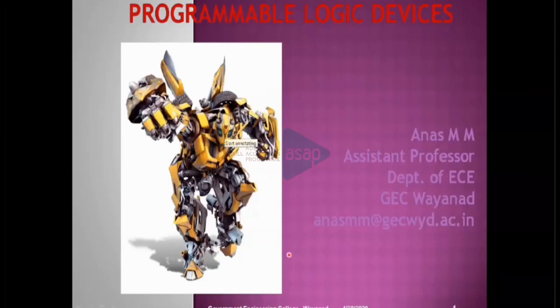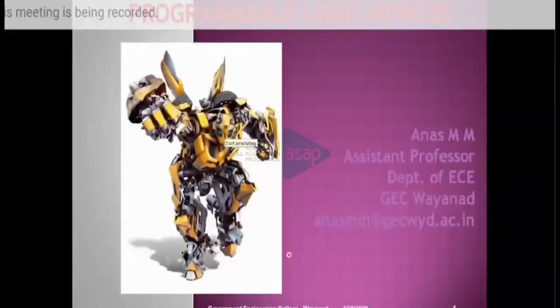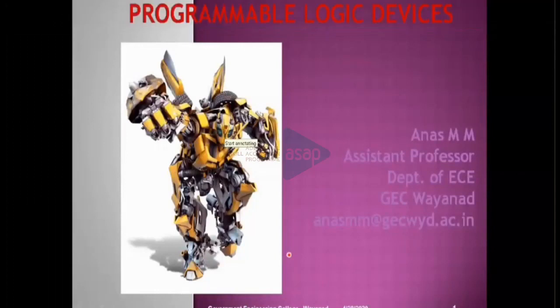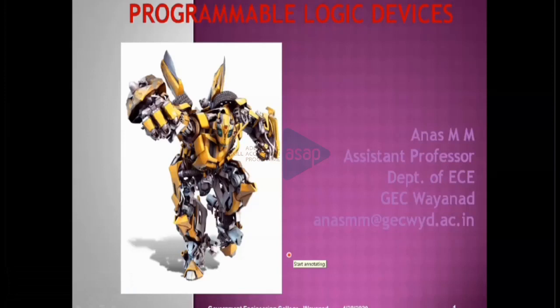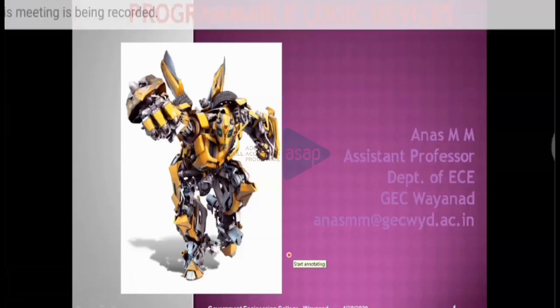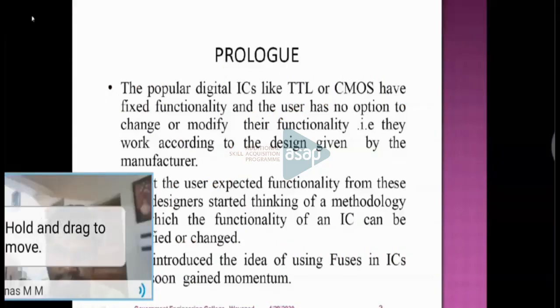Before the 1960s, we had only digital ICs like TTL and CMOS with fixed functionality. Users had no option to change or modify their functionality. That is, they work according to the design given by the manufacturer. Designers started thinking of a methodology by which the functionality of an IC can be modified or changed. This modification idea gave the momentum to create programmable ICs in the industry.